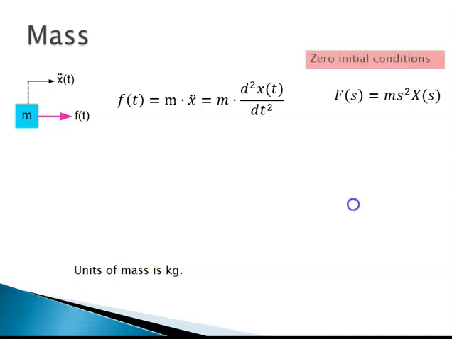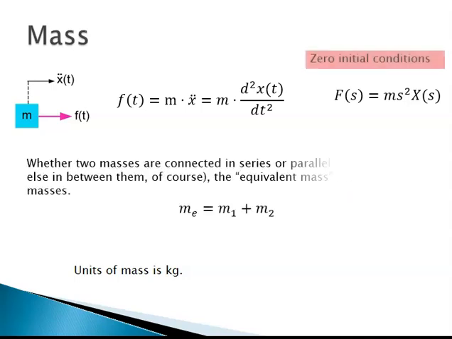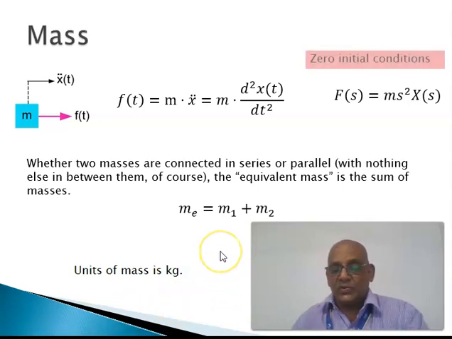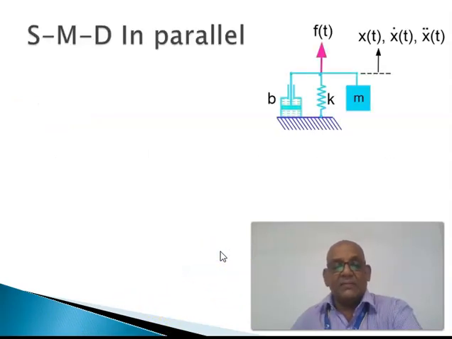We may strongly remember here that whether two masses are connected in series or parallel, it really doesn't matter as long as nothing else is in between them. The equivalent mass is the sum of the two masses. ME is m1 plus m2. With that said, we will look at a simple example in the next slide.